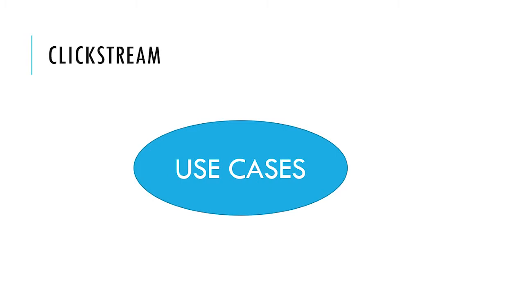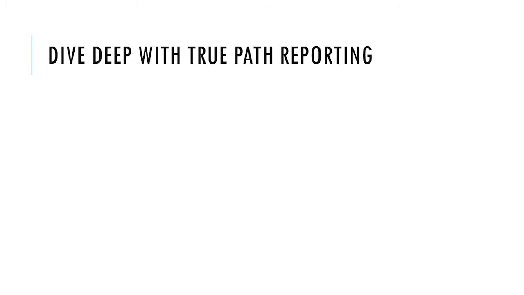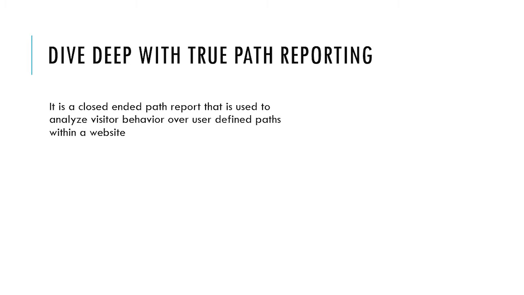Let's now dive deep into TruePath reporting. TruePath is a closed-ended path report that is used to analyze behavior over a user-defined path within a website. Now, if I compare these 2 reports, TruePath and CLICKSTREAM, you'll find that in CLICKSTREAM, you enter the destination or arrival page, and it figures out how many people actually left that page or arrived on that page using multiple different navigational routes, or what were the names of the pages that were used for coming onto the page or leaving that page.